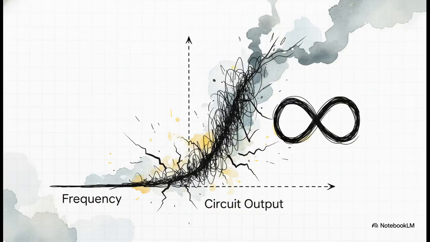And if you hit that resonance frequency, it can cause the circuit's output to spike uncontrollably, theoretically shooting up towards infinity. So finding the domain isn't just about passing your algebra class. For an engineer, it's about preventing a catastrophic failure by identifying and avoiding those dangerous inputs from the very beginning.